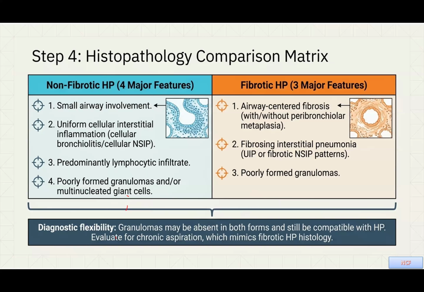Then fibrosing interstitial pneumonia, which can be UIP or fibrotic NSIP patterns, and poorly formed granulomas. So again, there is diagnostic flexibility in this. Granulomas may be absent in both forms, and it can still be compatible with HP. In these cases, we should evaluate for chronic aspiration, which mimics fibrotic HP histology.